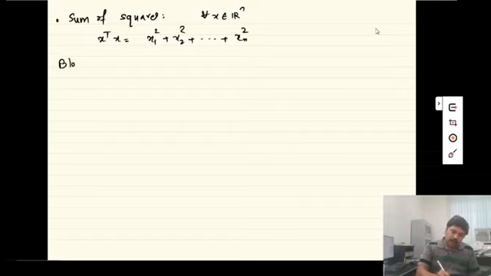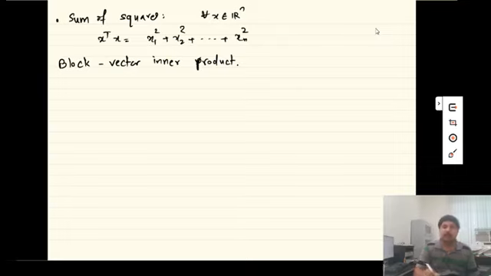And we had done something about block vectors. So let's define the block vector inner product.